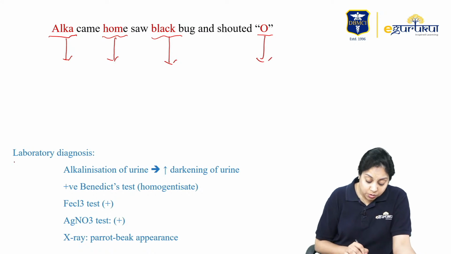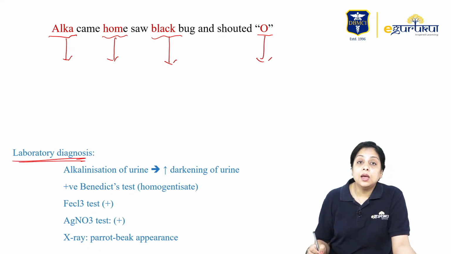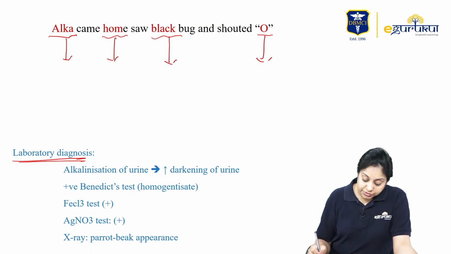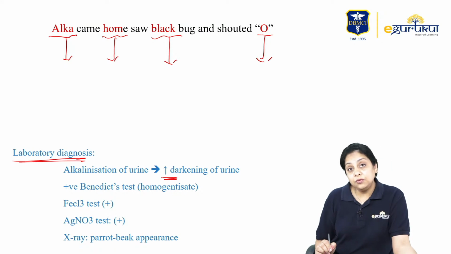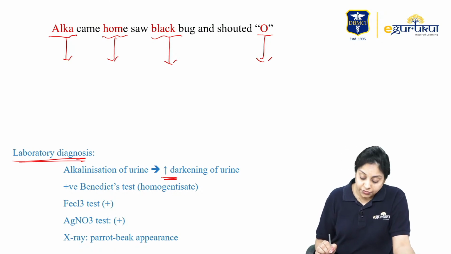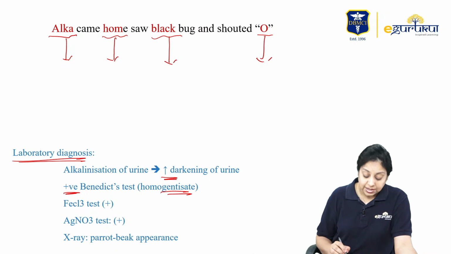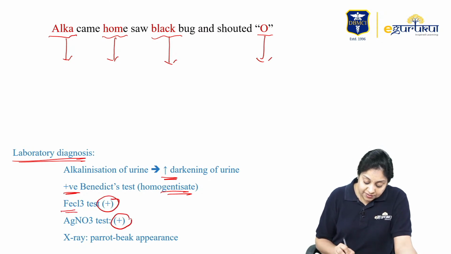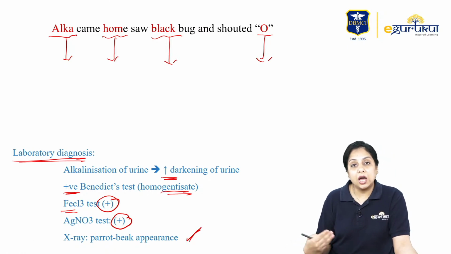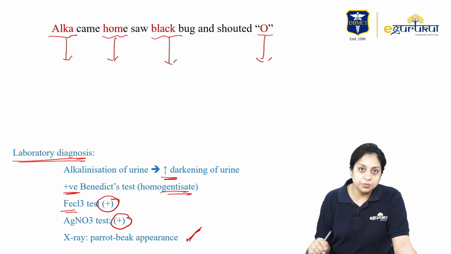And sometimes they may also ask the question the other way round, based upon the laboratory diagnosis, right? There is a darkening of the urine with time. They may not give you the black color, but increased darkening of the urine, positive Benedict's test. And remember, this Benedict's test is positive because of homogentisate. The ferric chloride test will be positive, right? The silver nitrate (AgNO3) test will be positive also, and the X-ray will show a parrot beak appearance that you may not see now, but in later professional exams you may see it.